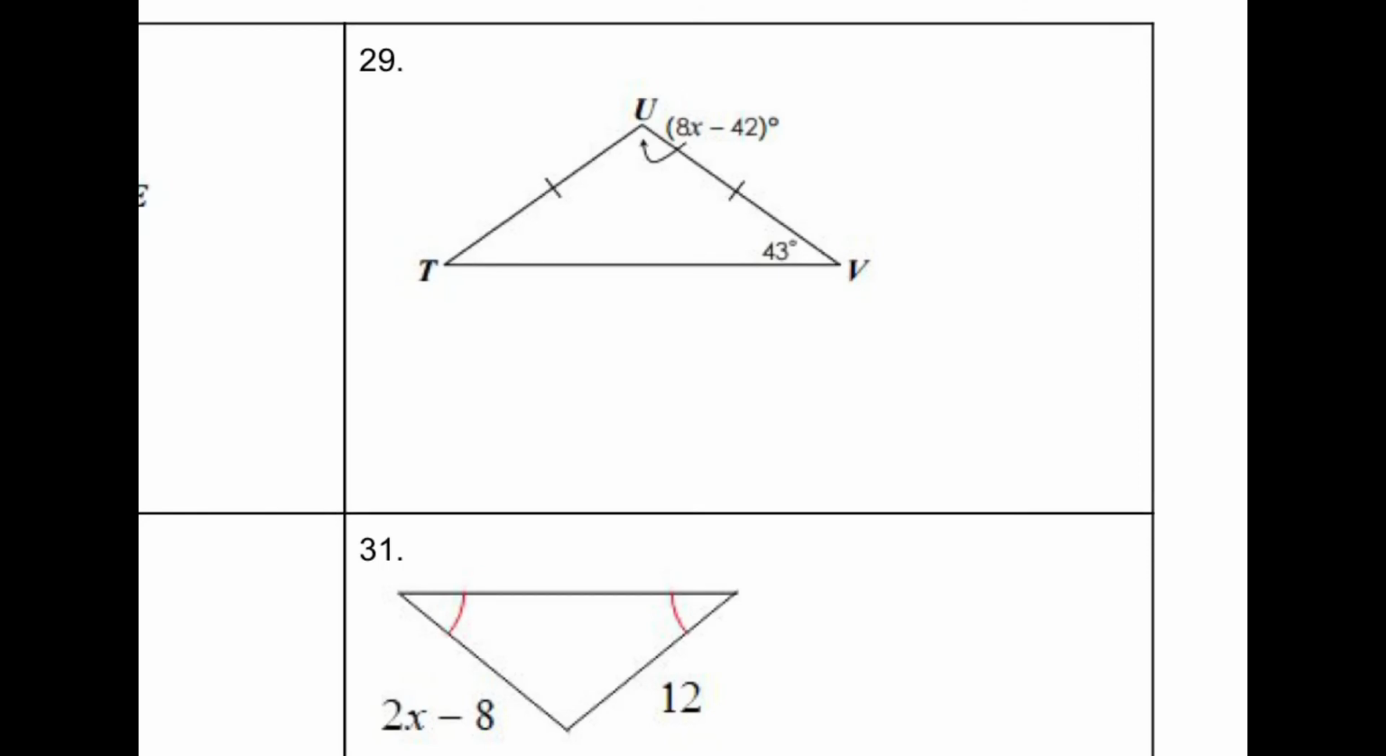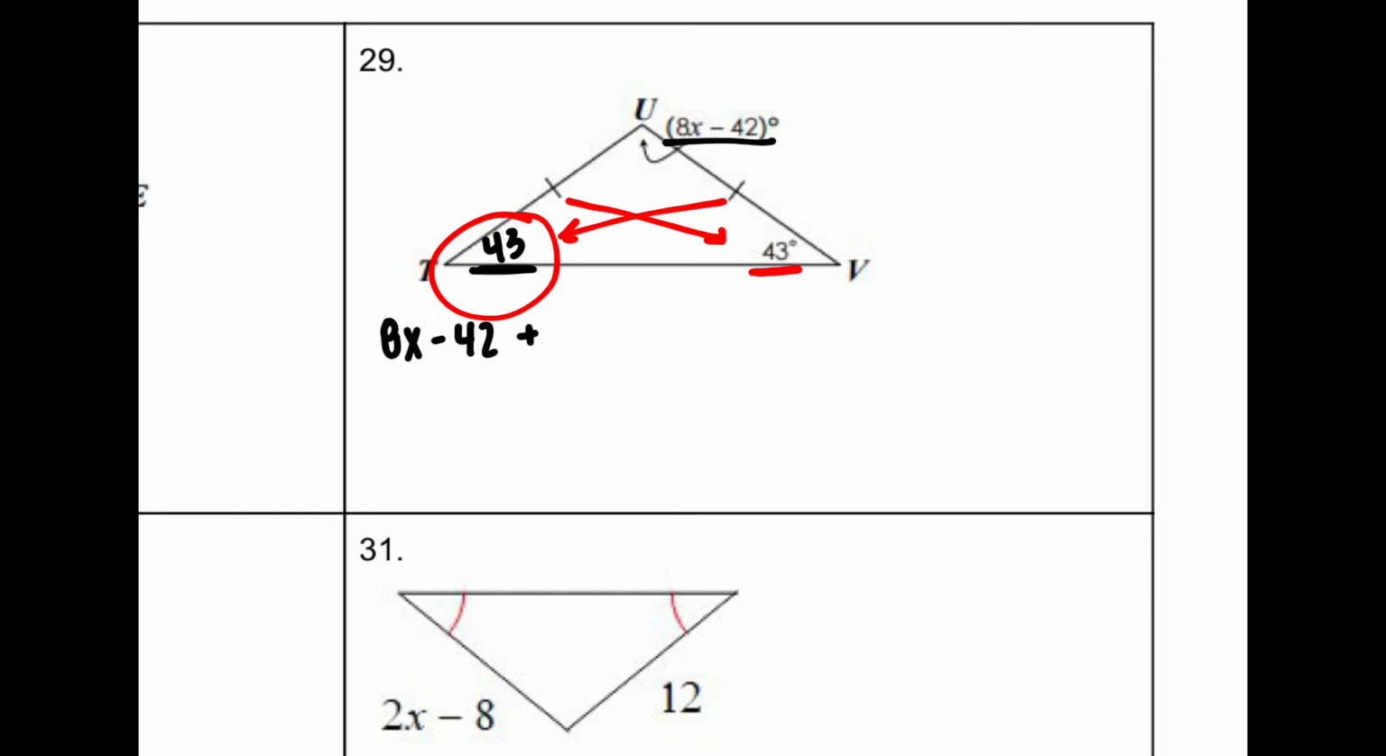Alright, so in 29, you're going to look at your tick marks again and draw those arrows across. One of the angles is blank, but I know it's equal to 43 because those 2 angles should be equal to each other. I now have 3 angles of a triangle, and I know when I add them together, they should equal 180. So I'm going to take my first one, 8x minus 42, plus my second one, 43, plus my third one, another 43, and remember that equals up to 180.